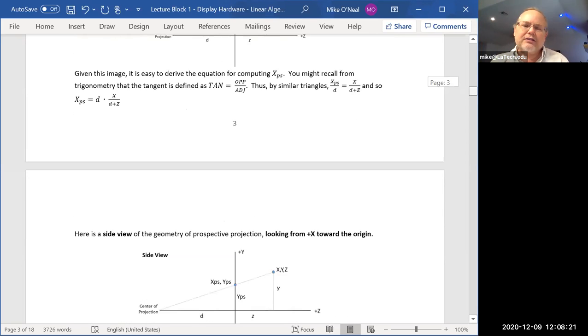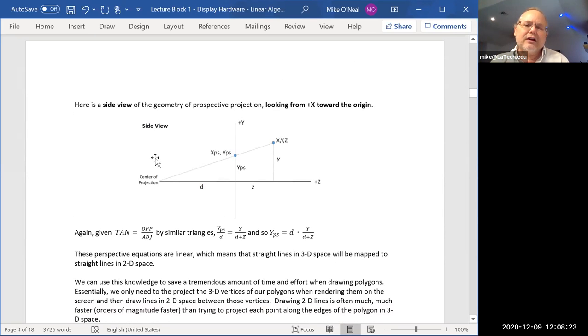There's another perspective. This is a side perspective. Here I'm looking from positive X towards the origin. So this is still the XY screen, but I'm looking from positive X back to the origin. So what am I saying here? I'm saying we're modeling where the user's eyeball is. It's called the center of projection.